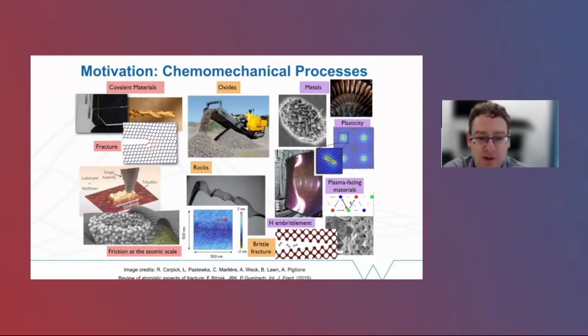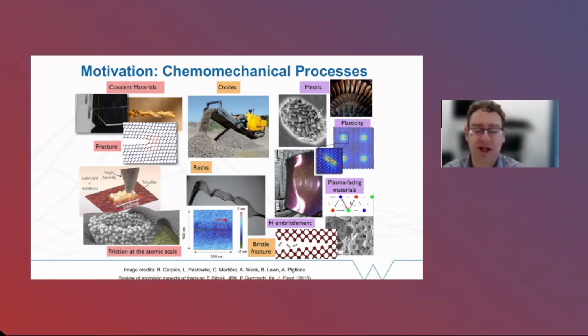Just to put this in context a little bit, in my group in Warwick, what we're interested in doing is modeling what I call chemomechanical processes. So that's processes where there's some chemistry going on, something like breaking bonds at the tip of a fracture, as shown over here, or friction at the atomic scale. This is an atomic force microscope tip in contact with a rough surface. But at the same time, there's also a long-range stress field. So obviously in fracture, there's a balance between breaking bonds and relieving elastic energy ahead of a crack.